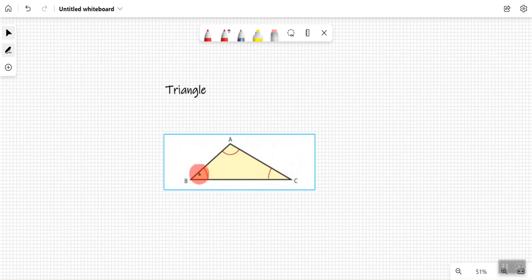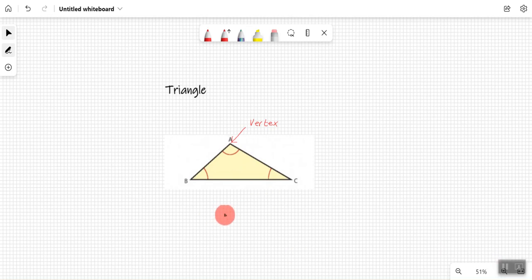It has 3 angles, so you have this angle here, you have this angle here, and you have this angle here. And it also has 3 sides: this side here, this side here, and this side here. And these points here where the angles are are called a vertex. So this point here, for example, is called a vertex. So there are 3 vertexes: point A is a vertex, point B is a vertex, and point C is a vertex. And that's just the point where the angle is.